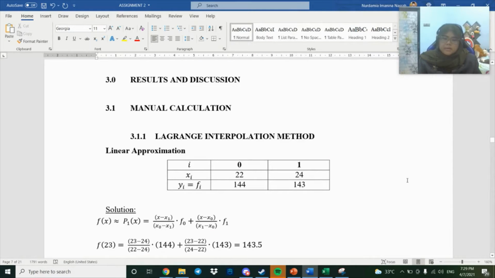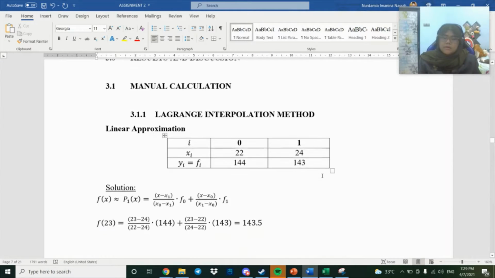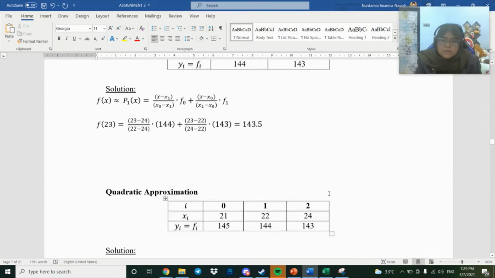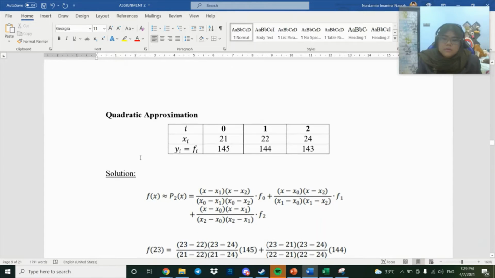Result and discussion: manual calculation for the Lagrange interpolation method. This is for the linear approximation. This is the table. The values that we place in the table are from here, that we worked out from here, and then this is for the quadratic approximation.